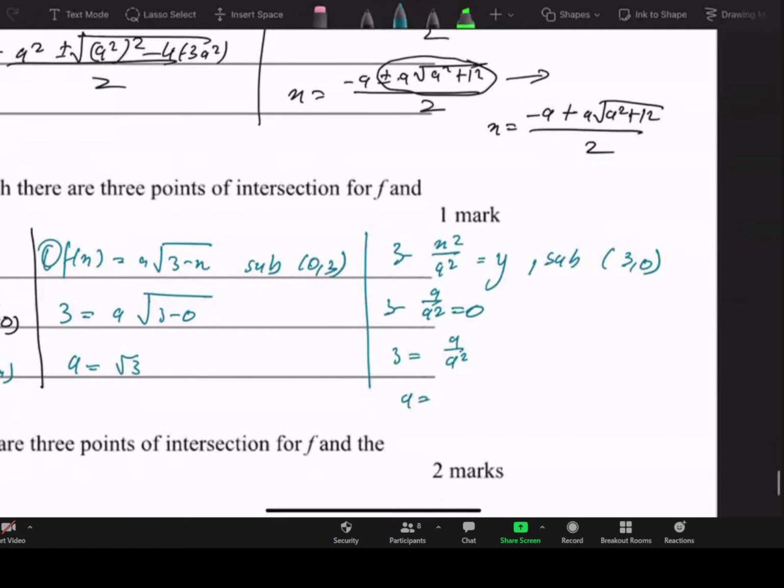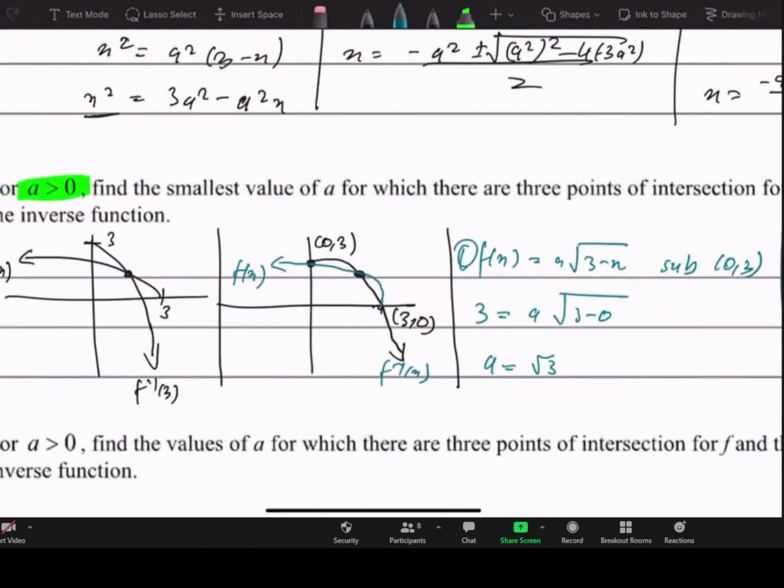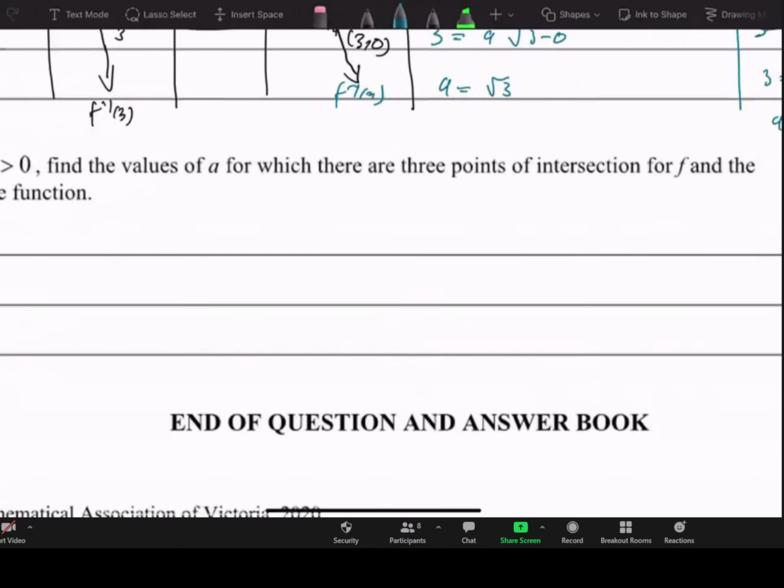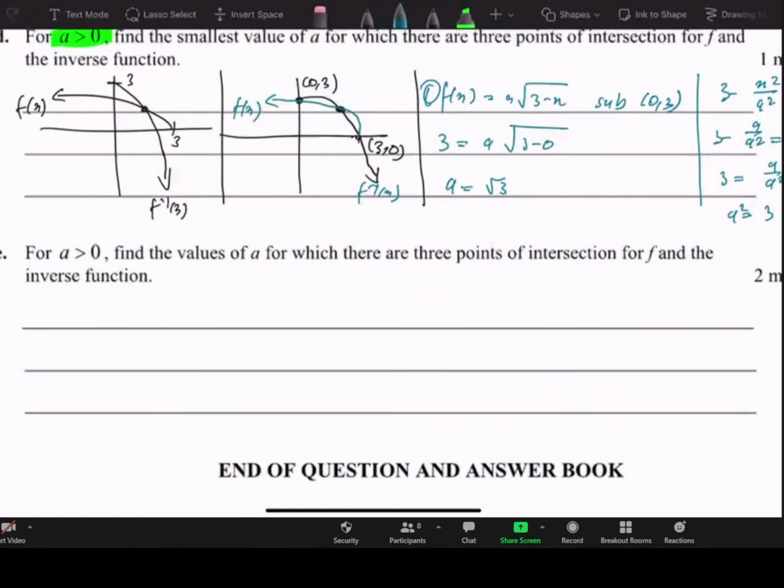So a equals plus or minus root 3. But as a is greater than 0, therefore a is root 3. So you get the same answer. So for a greater than 0, find the values of a for which there are 3 points of intersection for f and the inverse function.